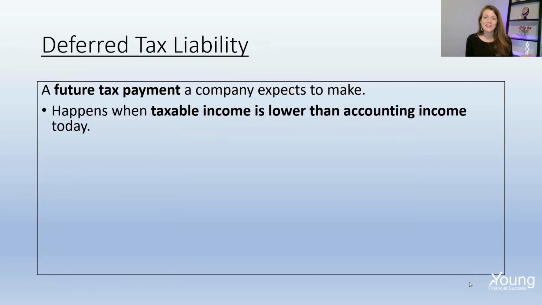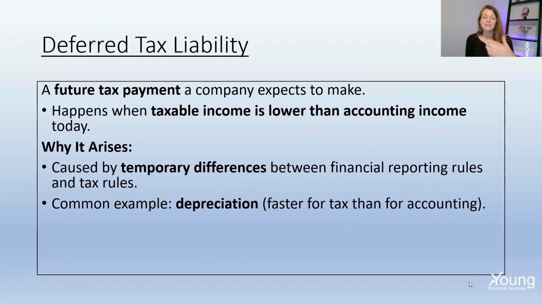So we have a new liability account. What an exciting morning or afternoon this is. It's morning for me recording this. A deferred tax liability is a future tax payment a company expects to make. So maybe we're getting a lower tax amount that we have to pay now, but we'll have to pay more in taxes later. A tax liability arises when taxable income is lower than accounting income today. It's caused by these temporary differences, and depreciation being faster for tax purposes than it is for accounting purposes is one example of that.